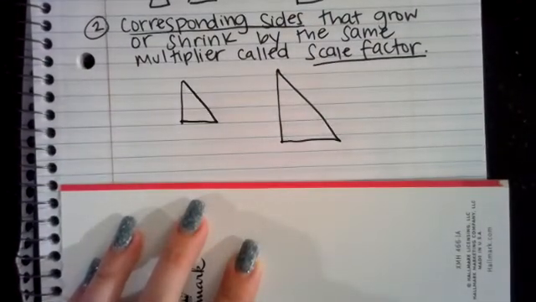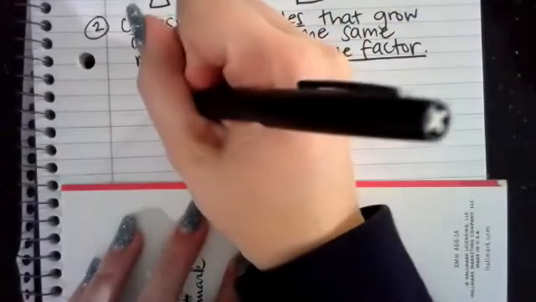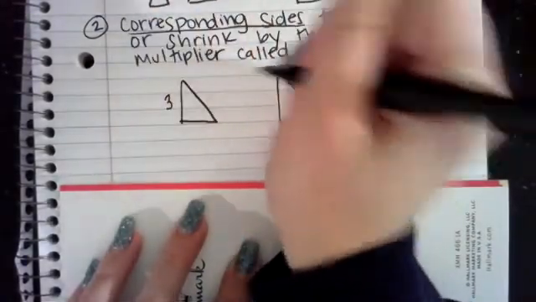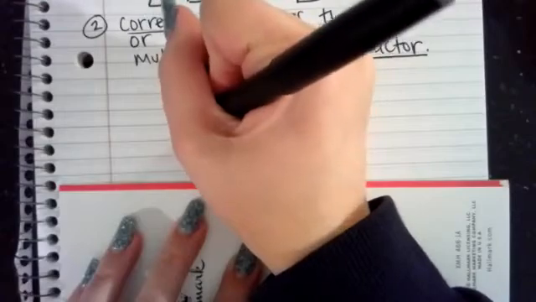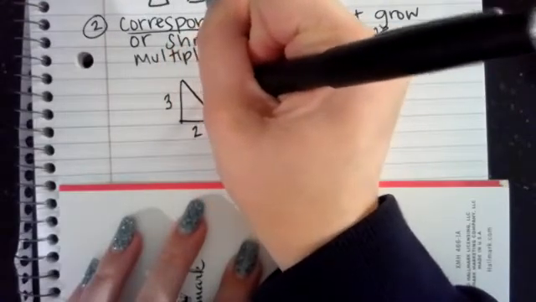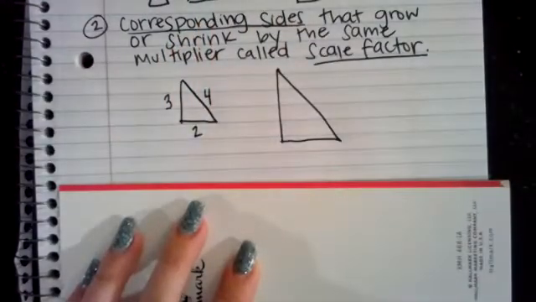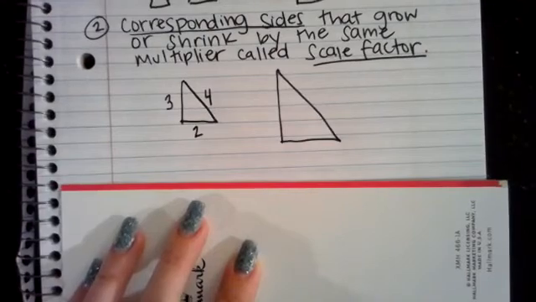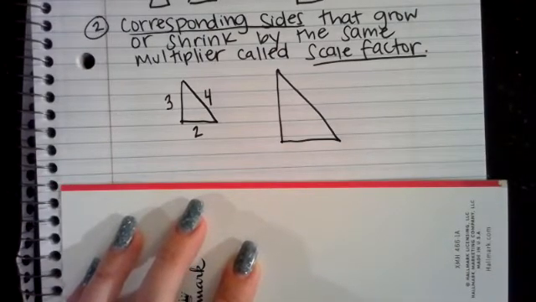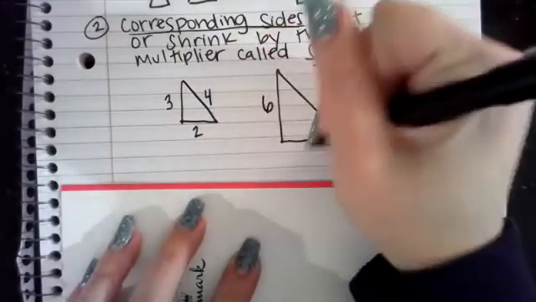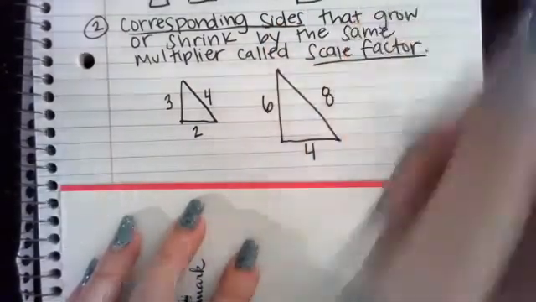Okay, and I am going to give all of my sides a measurement. So I'm going to say 3, 2, and 4. Technically, they don't work as sides for a right triangle, but just go with it. And then on this side, I am going to label them 6, 4, and 8.